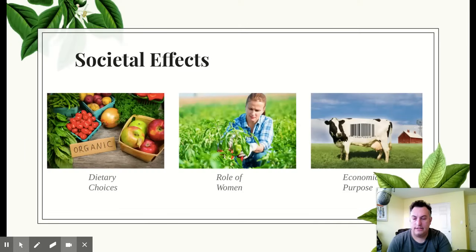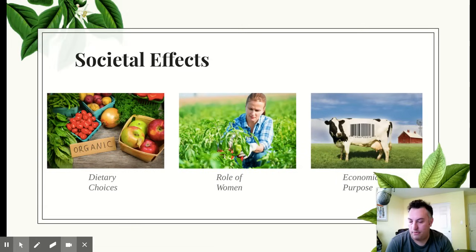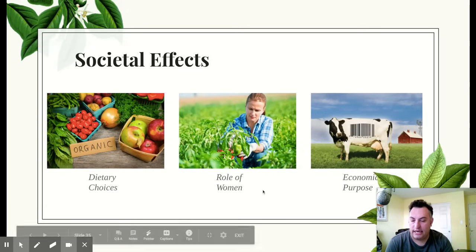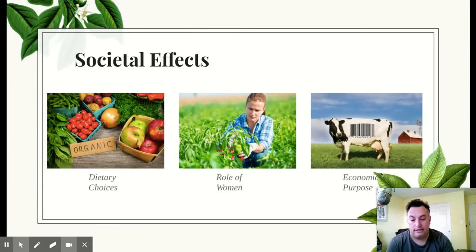Okay. Societal effects. People's choices are changing, right? When I was a little kid, I never heard of organic food. But now that's all the rage. That's what people want to eat. The role of women is changing as well. We're seeing more and more female farmers in developing countries. And as we mentioned, commercial farming has exploded in the last 100 years. So lots of farmers are getting into the game to try to make some money.